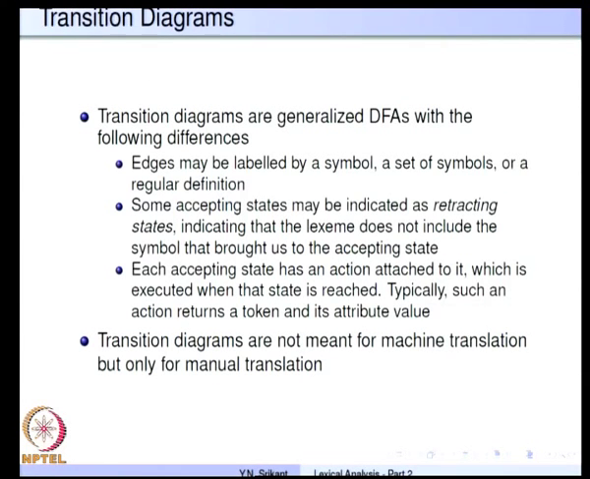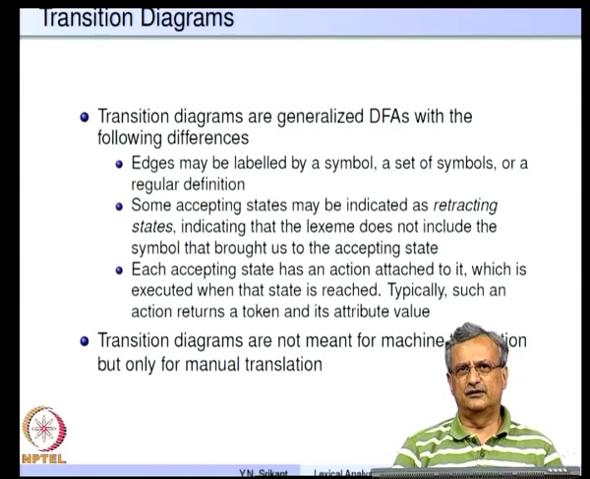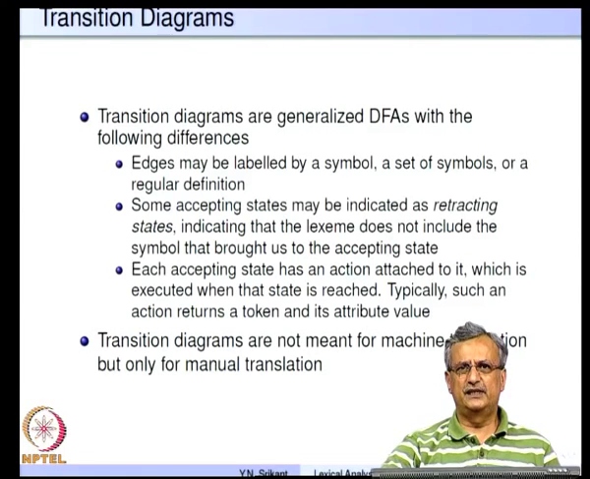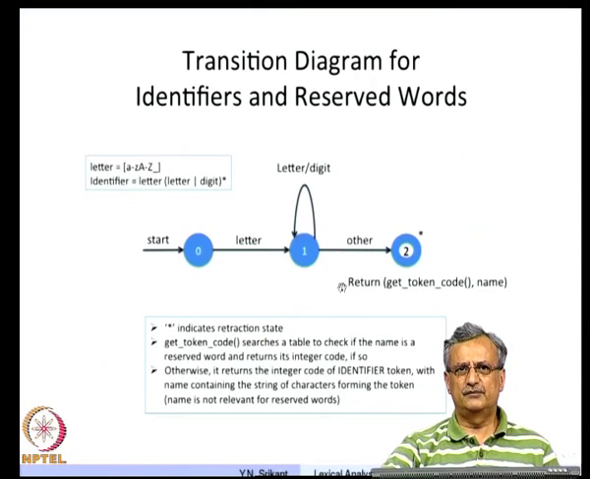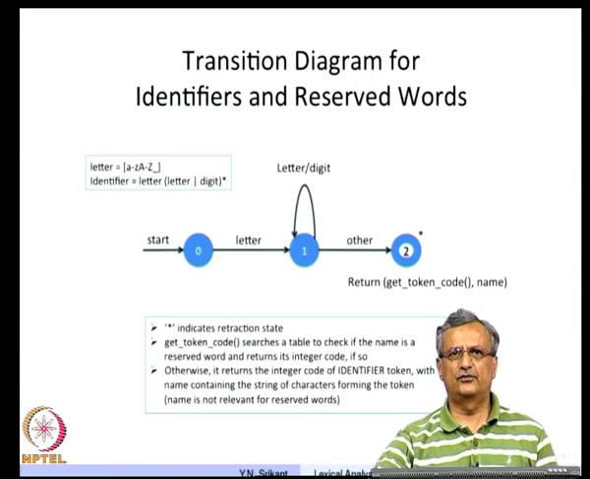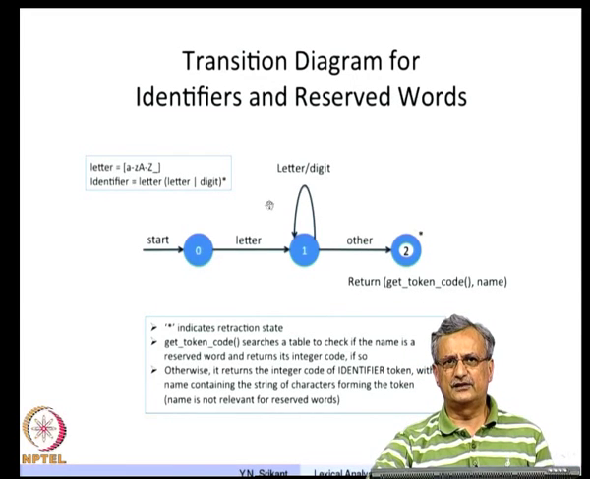So, now we switch back to the finite state automata and their generalization called transition diagrams. Let me give you an example before we go further. So, here is an example of a transition diagram. This is a transition diagram to recognize identifiers and reserved words.